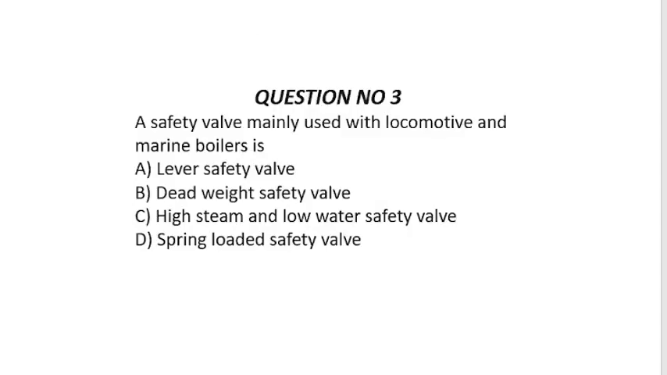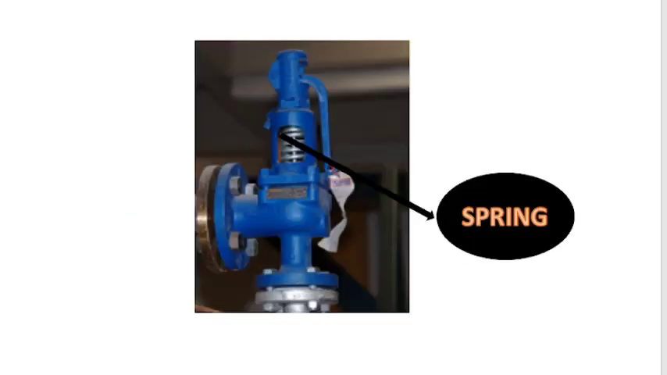Question number 3. A safety valve mainly used in locomotive and marine boilers is. You can already see the safety valve in which the spring is loaded. So the correct option is option D. And that's the spring that is loaded in a safety valve.